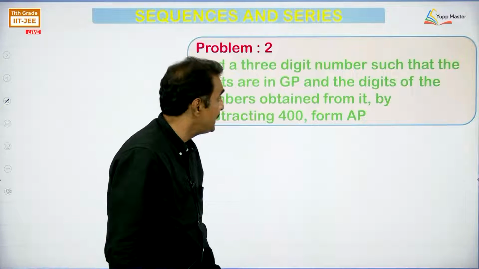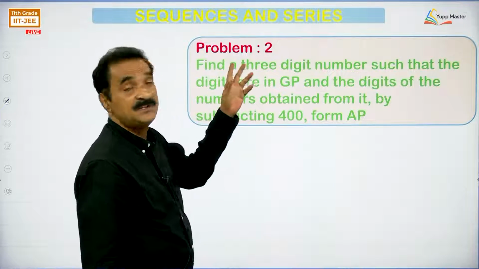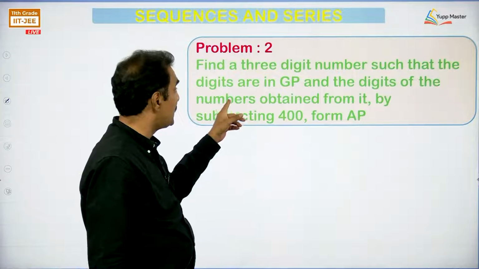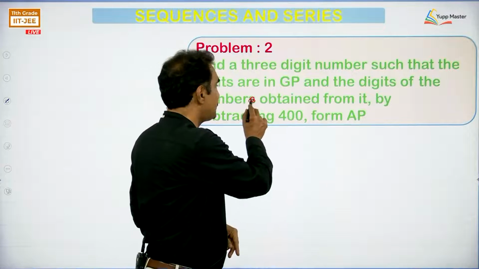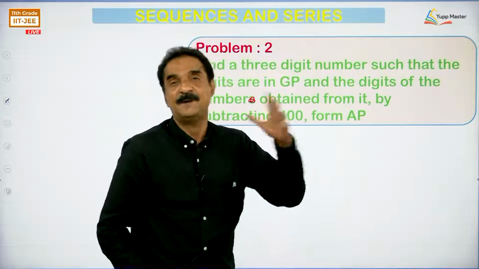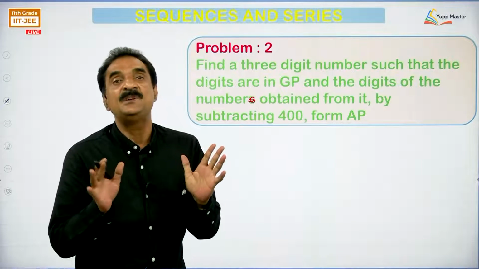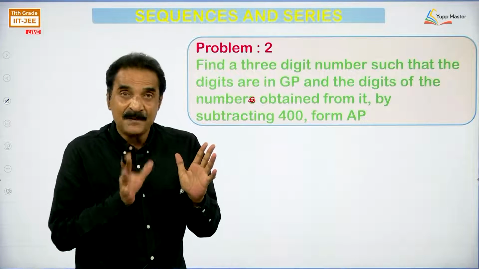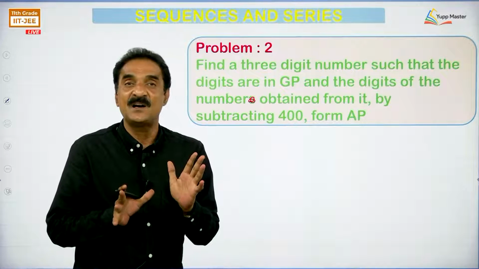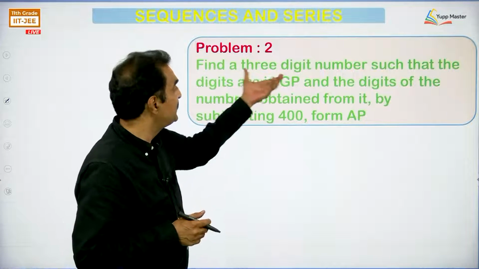Find the 3-digit number such that the digits are in GP and the digits of the number obtained from it by subtracting 400 are in AP. There is a 3-digit number, its digits are in GP. On subtracting 400, you will get another 3-digit number and those digits are in AP. That is the given question. Then we have to find the 3-digit number.